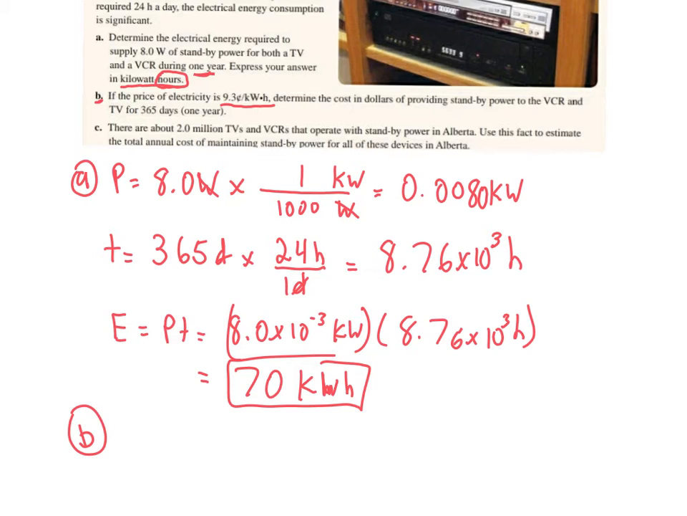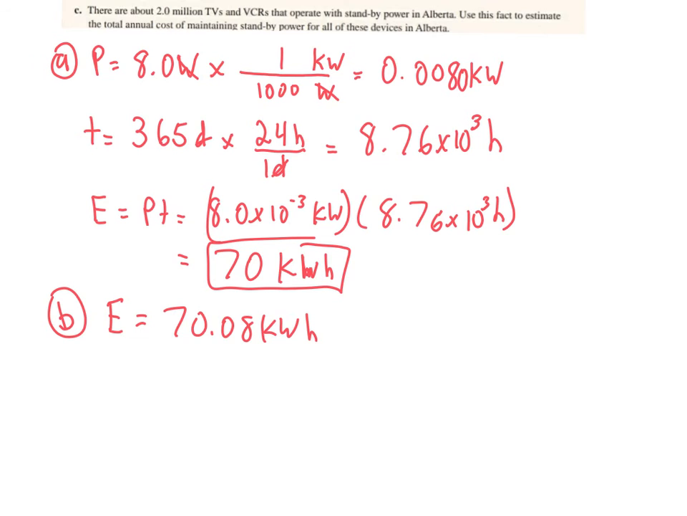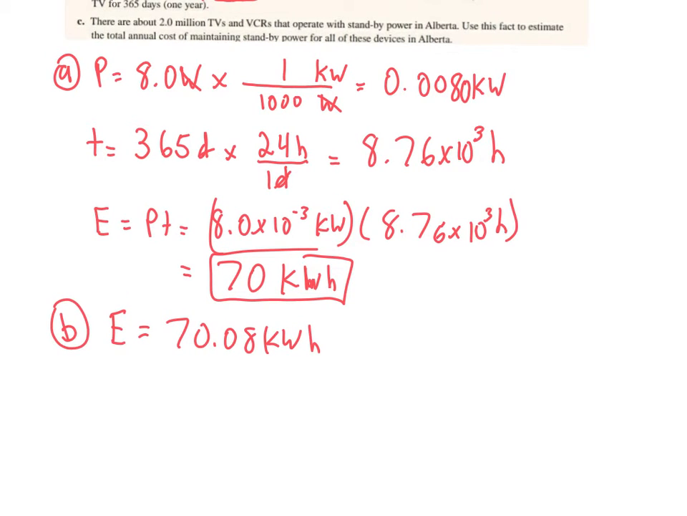So first of all, we're going to say that the energy is going to equal 70.08 kilowatt hours. Okay. And then I'm going to have to move away from the question here. We'll just remember the 9.3 cents as I write it down right now. And we're going to say that the cost equals 9.3 cents per kilowatt hour.